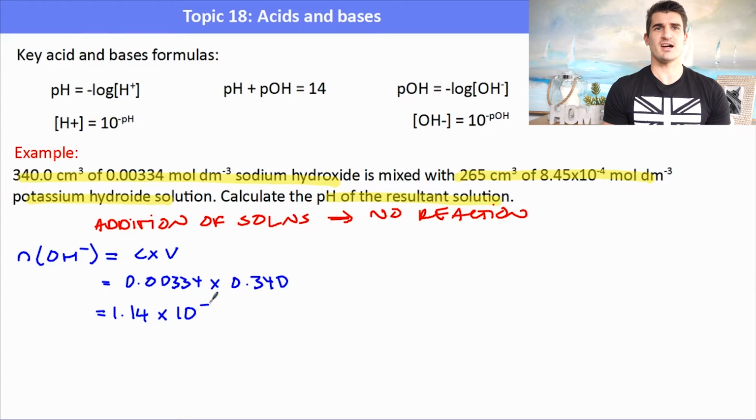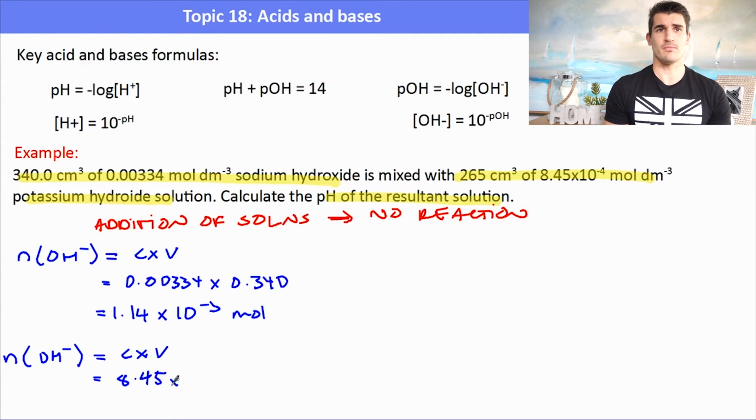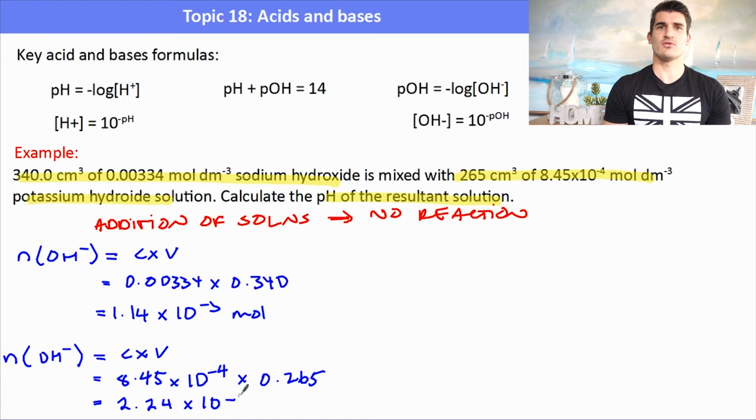The first step is to calculate the number of moles of hydroxide ions in both of the solutions. So in the first solution, the number of moles of hydroxide ions is 1.14 times 10 to the minus 3 mole. In the second solution, we do the same thing, work out the concentration times the volume to work out the number of moles of the hydroxide. So 8.45 times 10 to the minus 4 times 0.265, converting to decimeters cubed, don't forget that step, gives us our number of moles of hydroxide, and now we have the number of moles in both of the solutions.